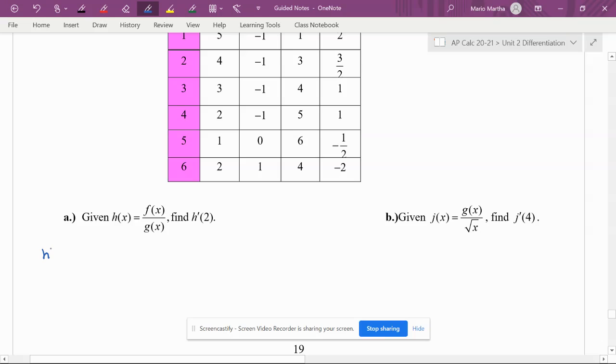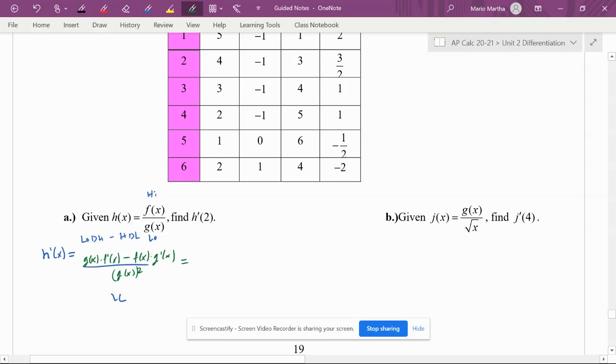So first let's find h prime of x. Again, this is your high function, this is your low function. So we're looking at low d high, right? So low d high minus high d low all over the low low. So in this case, this is going to be g of x times f prime of x, and then minus high d low, so that would be f of x times g prime of x, and then everything over g of x, quantity squared.